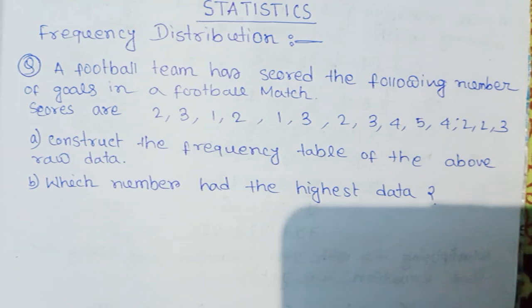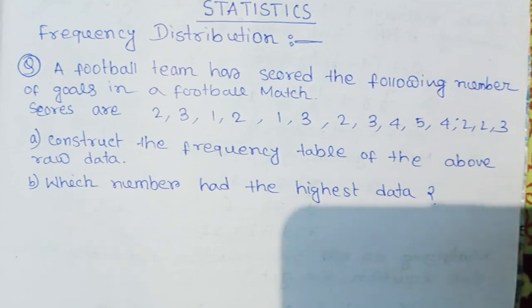A football team has scored the following number of goals in a football match. Scores are provided there. Means a football match, scores are 2-3-1-2-1-3. Means this number of goals they have in this match. Now construct the frequency table of the above raw data. As I said, this data which is provided to construct a frequency table is called raw data. So construct the frequency table and say which number had the highest frequency.